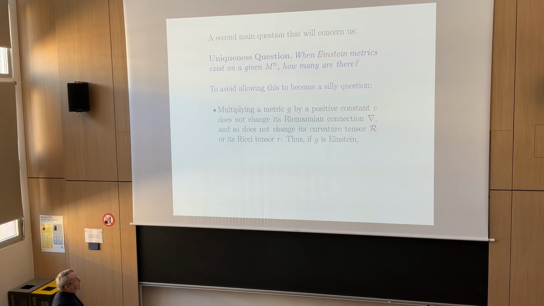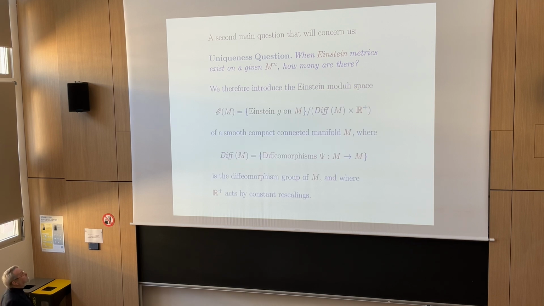All right, so if g is an Einstein metric with Einstein constant lambda, and you define a new metric by multiplying the metric by a positive constant c, then the new metric is also Einstein. It's simply that the Einstein constant is now c inverse times the original Einstein constant.